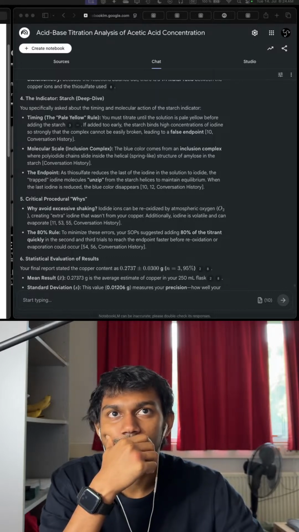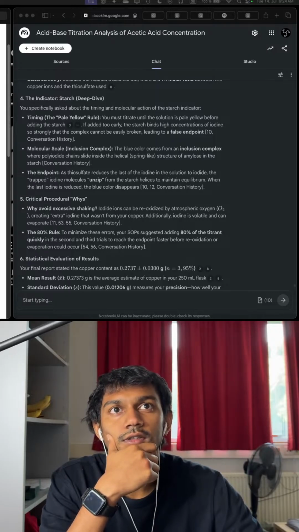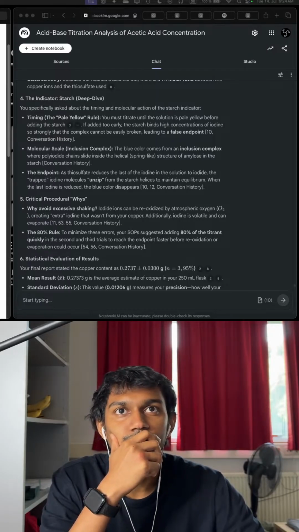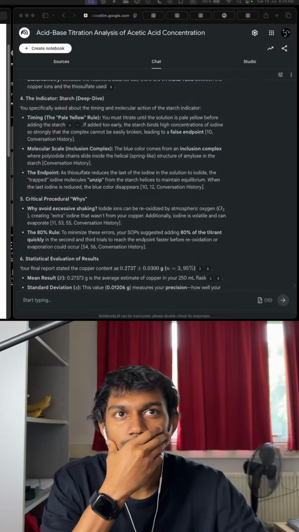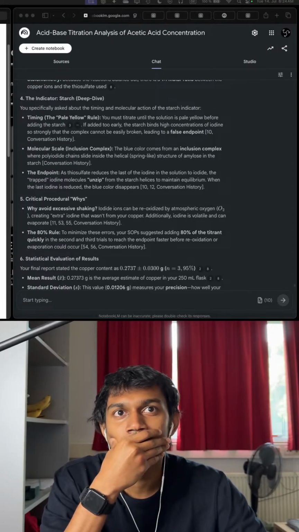The goal of the experiment is to determine copper(II) ions in an unknown sample using indirect redox titration. Unlike direct titration, copper ions react with an excess of iodide to release iodine, which is quantified using a standardized titrant. Sodium thiosulfate is not a primary standard. You first determine its exact concentration using potassium iodate. The iodate reacts with iodide in an acidic environment to release a precise amount of iodine.